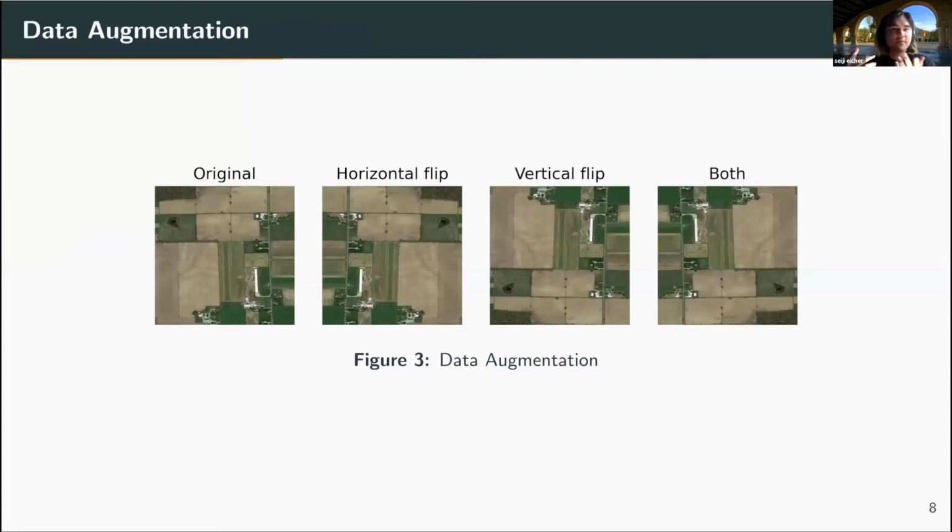Data augmentation is basically just taking the original labeled images that we were given and flipping them so the model had more to train on.